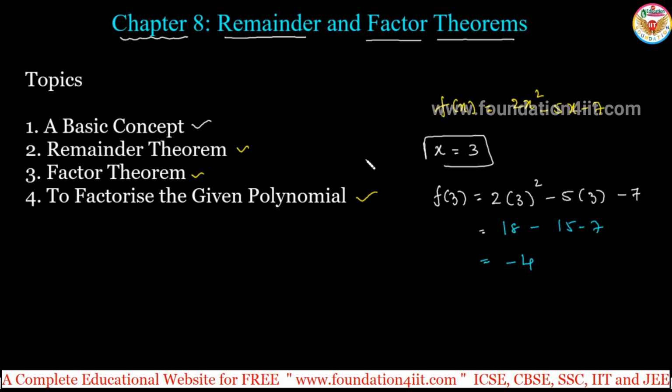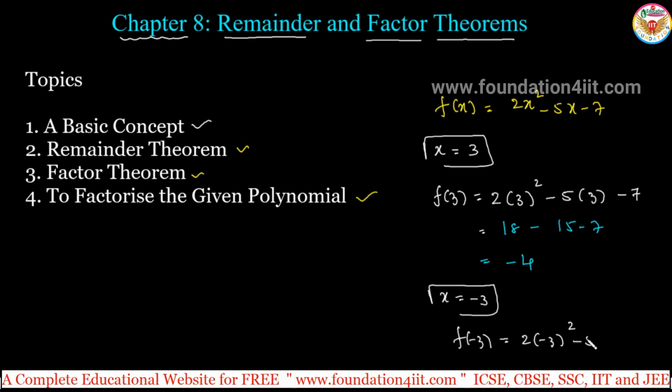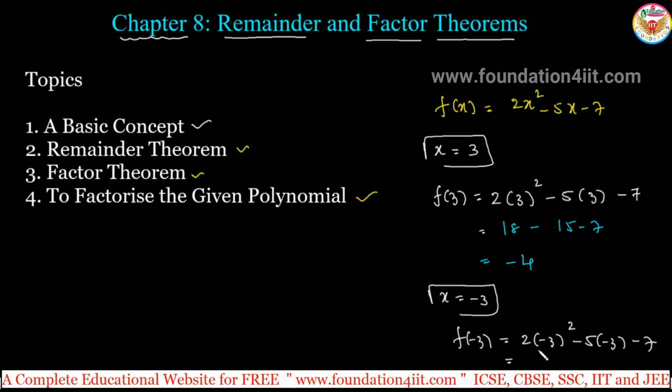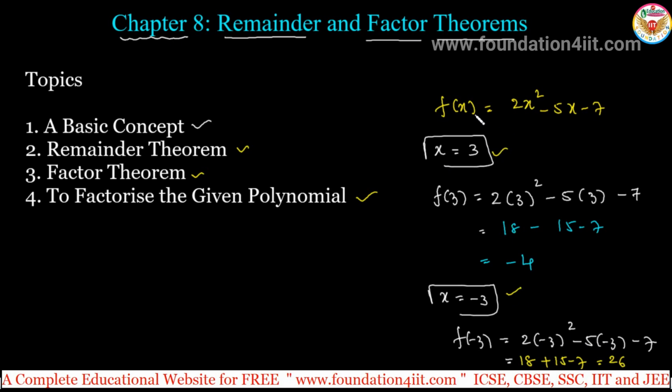In the same way, depending on the value of x, if x is equal to minus 3, then f of minus 3 is 2 into minus 3 square minus 5 into minus 3 minus 7. You have to simplify this value. Minus 3 whole square is 9, again 9 twos are 18, minus 5 into minus 3 is plus 15, minus 7. So 18 plus 15 minus 7 is 26. And so on. Any value of x, if you substitute it in place of x, you will get the f of x value, that is f of 3, f of minus 3.